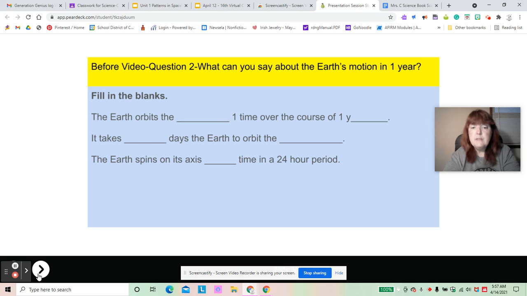The Earth spins on its axis one time in a 24-hour period. And again, remember, we just talked about this. That creates day and night.